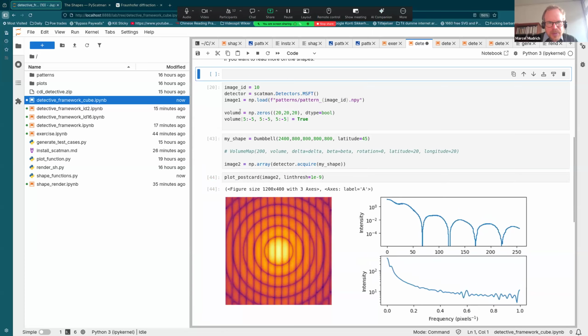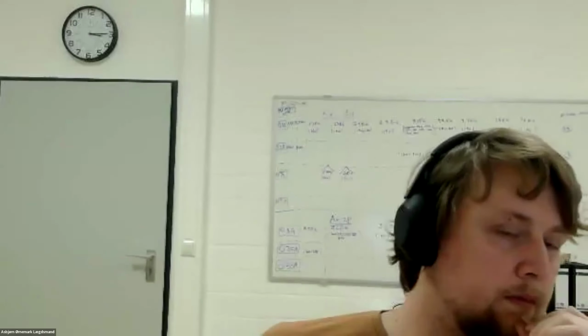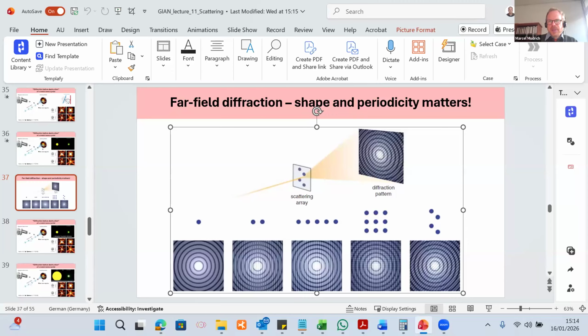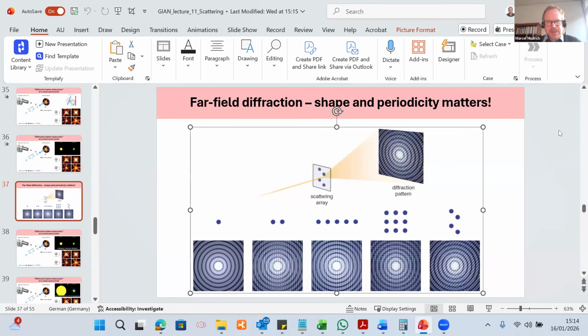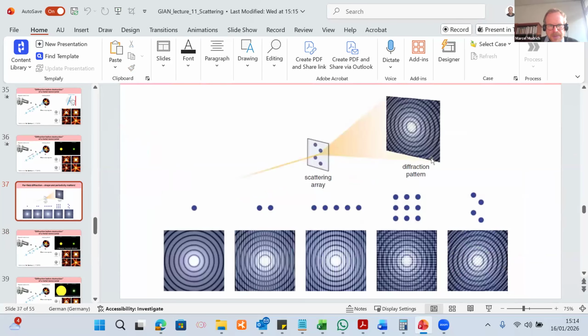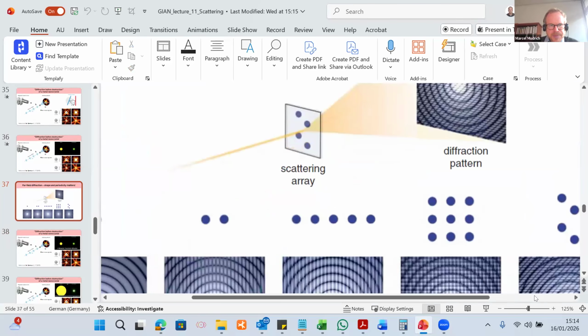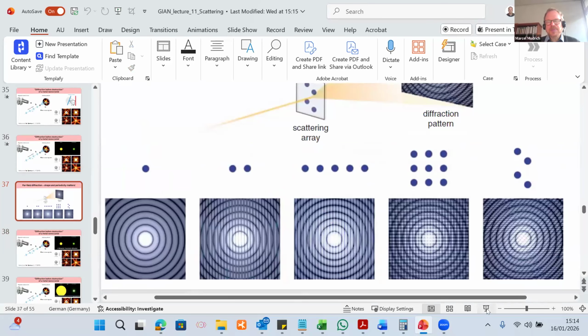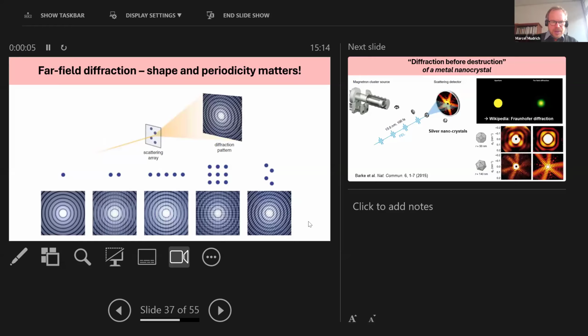If I may quickly share my screen for just a few seconds, this is also in the PDF copy of the PowerPoint slides of my last presentation. I didn't show it, but this is just taken from a textbook, the diffraction images for different scattering arrays.